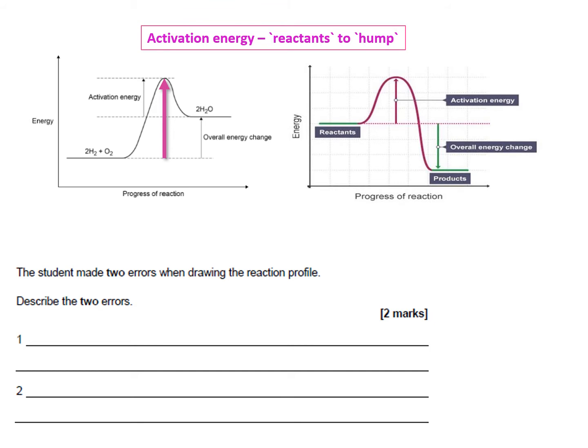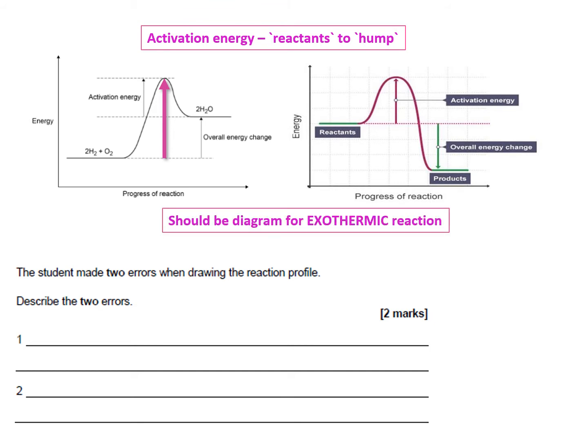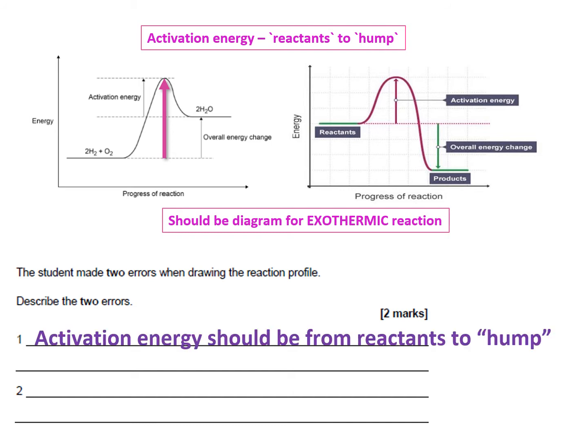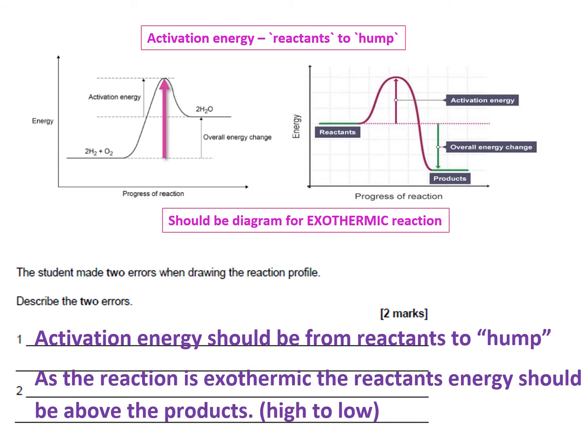Secondly, we need to think about this exothermic reaction. Production of water is an exothermic reaction. In fact, if you put hydrogen gas and oxygen gas together, you get an explosion. Think about the Hindenburg disaster when they had the explosion of the air balloon. So really we should have the products at a lower level, like you can see on my second picture here, and therefore the energy given out, you can see my arrow pointing downwards on the green arrow on the right hand side. So activation energy should be from the reactants to the top of the bump, and because the reaction is exothermic, the reactant energy should be above and the product energy should be below at a lower level.